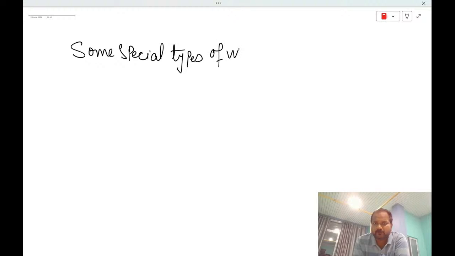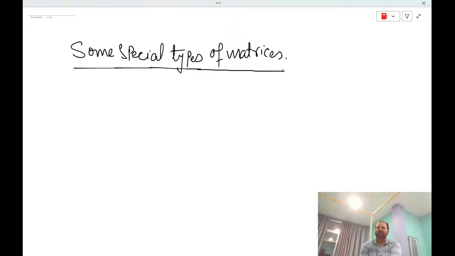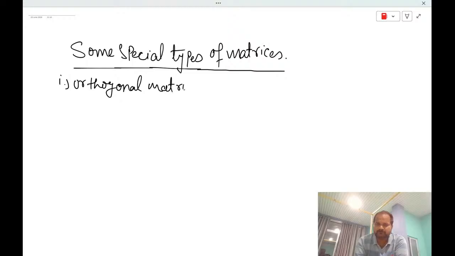Today we are going to start some special types of matrices. Here we are going to discuss them. The first one that comes is the orthogonal matrices. So what are the orthogonal matrices?